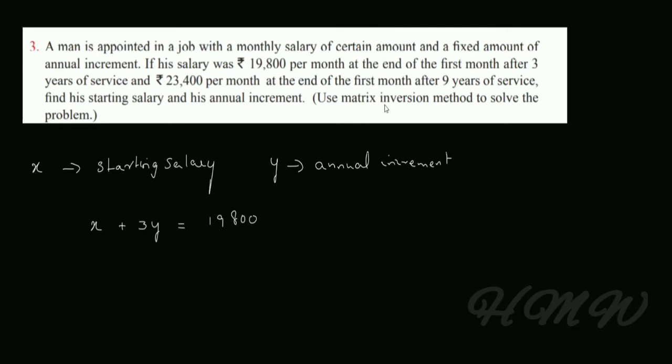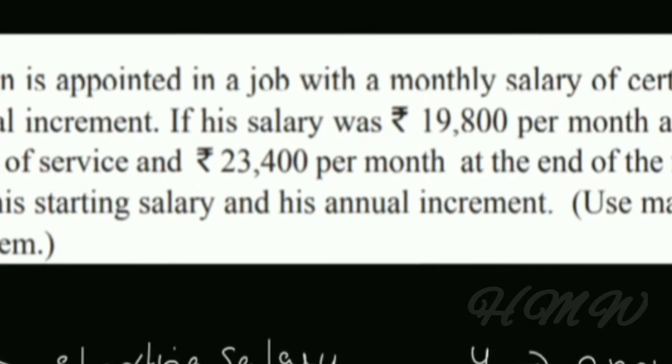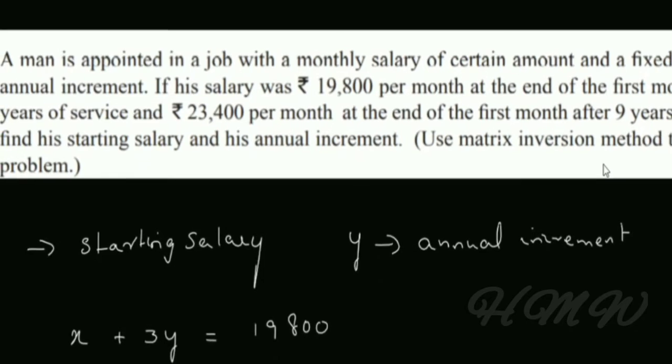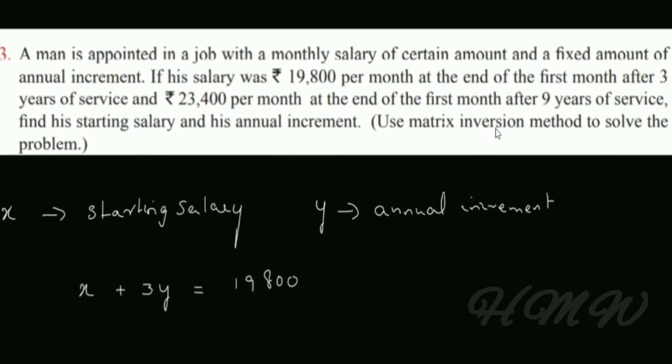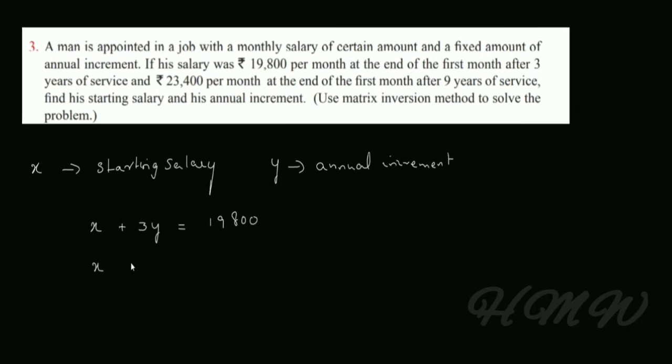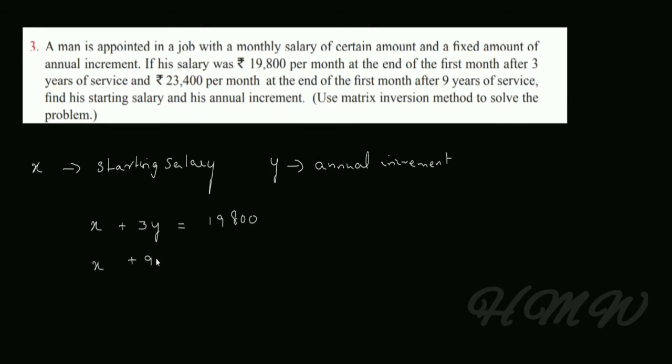Similarly, at the end of the first month after 9 years of service, for 1 year the increment is y, so for 9 years it will be 9y. So again it is x, because starting salary we don't know, plus 9y is equal to 23,400.